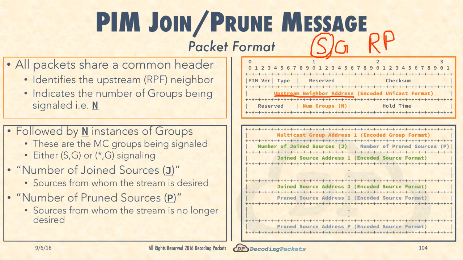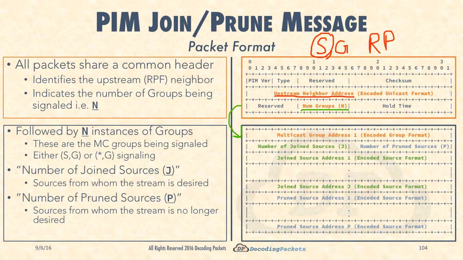Now the next thing is the number of groups. So you have to identify how many groups you are signaling. The whole message is based on the number of groups. First you identify how many groups, and then you would carry information about those groups. So the number of groups will determine how many groups are in this navy blue field here. That number could be 1, it could be 10, but ultimately that would determine how big this navy blue field is.